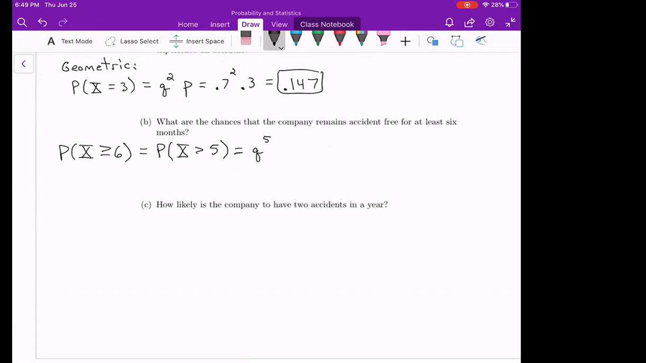And Q is no accident, which is 0.7, to the 5th power. And that is 0.1681.